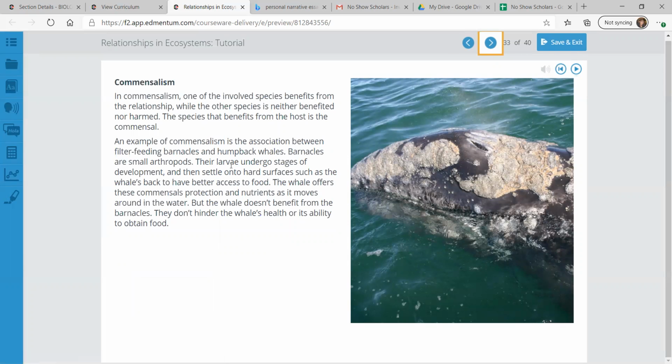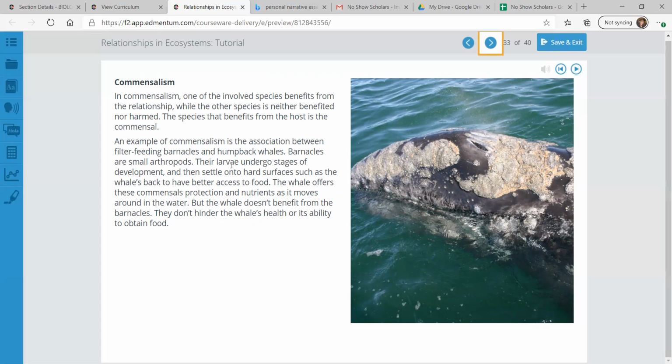Now, commensalism. One of the involved species benefits from the relationship while the other species is neither benefited nor harmed. The species that benefits from the host is the commensal. An example of this is the association between filter feeding barnacles and humpback whales.